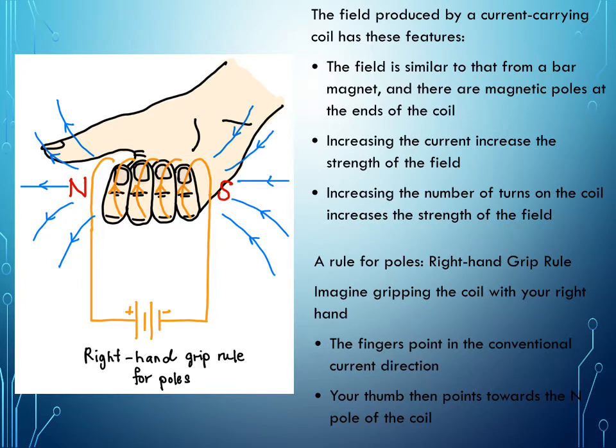Okay, so rules apa yang penting dekat sini adalah right hand grip rules. Okay, so imagine gripping the coil with your right hand. Okay, so the fingers point the conventional current. So maksudnya selain daripada thumb, dia akan point in the conventional current, and your thumb then points toward the north pole of the coil. Okay, so boleh tengok dekat gambar sebelah ni.